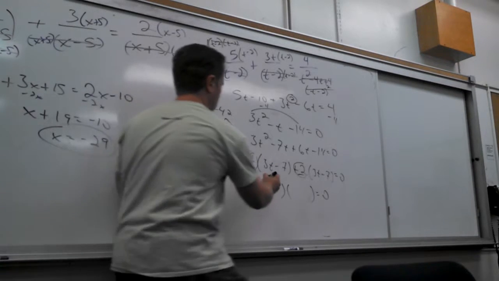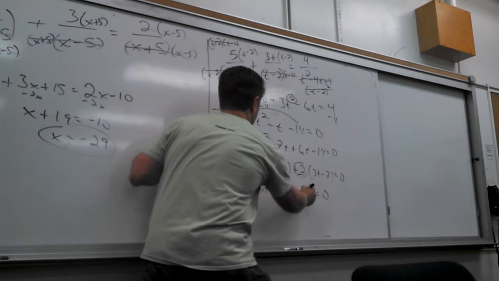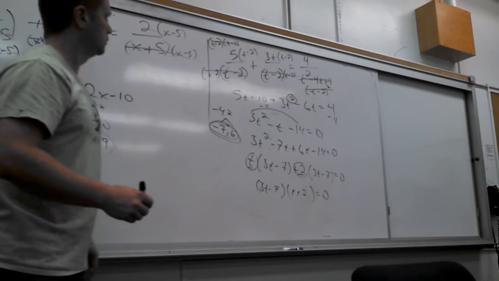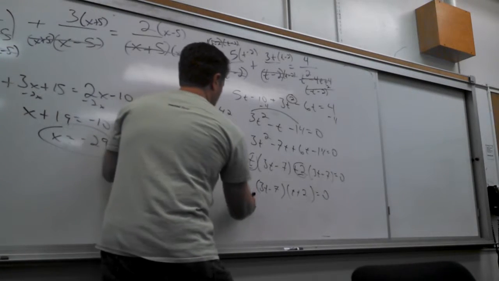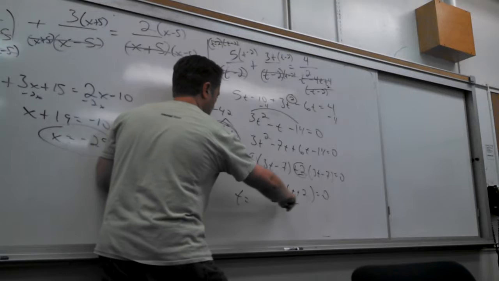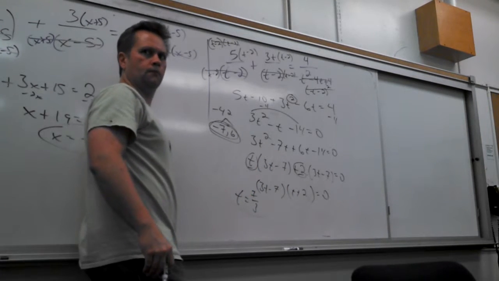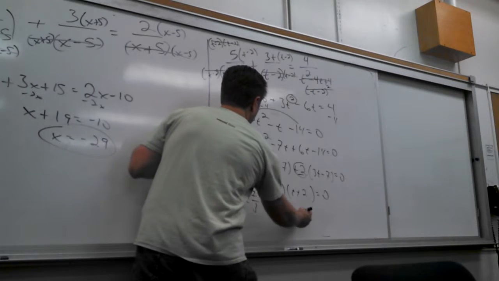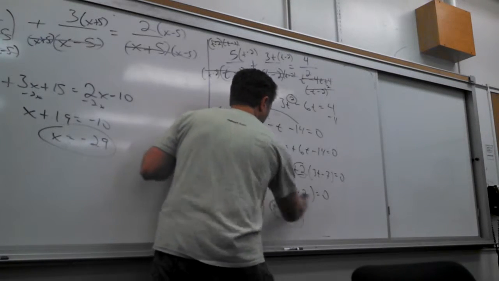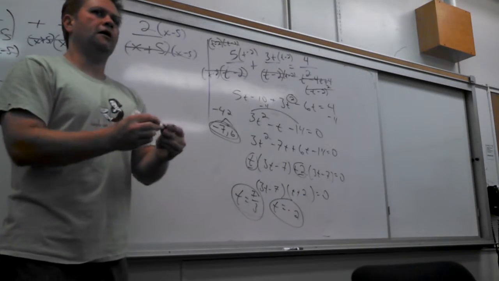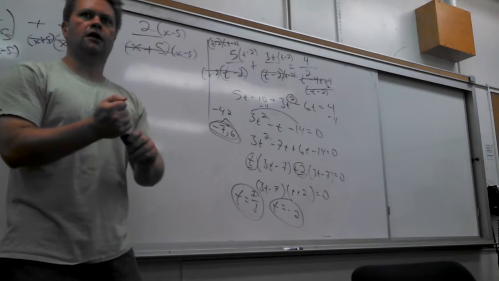How do I finish this out? The factors: 3t minus 7, t plus 2, and then how do I get my answers? Set equal to 0, so add 7, divided by 3. So t is 7 thirds, or negative 2. And then I just circle them and I'm done, right? Yay! Sarcastic sounding, yay.